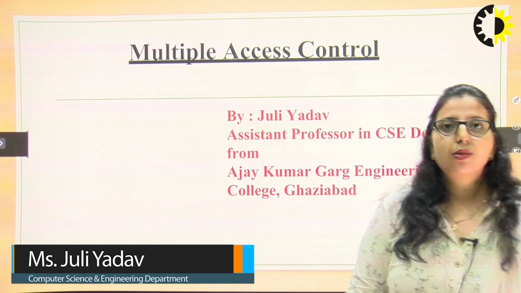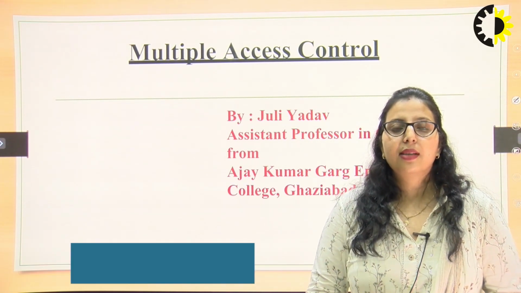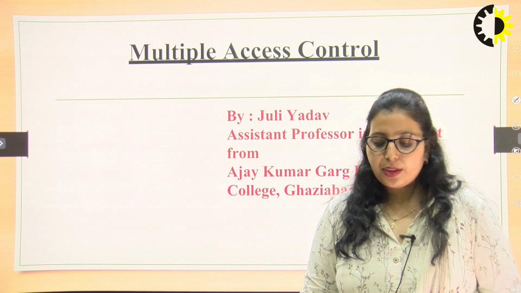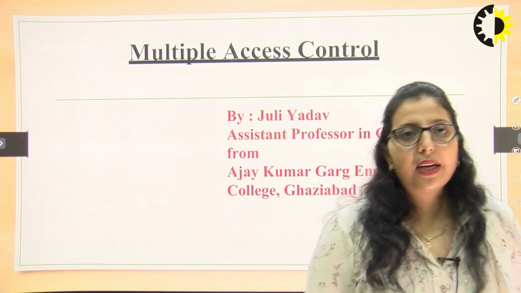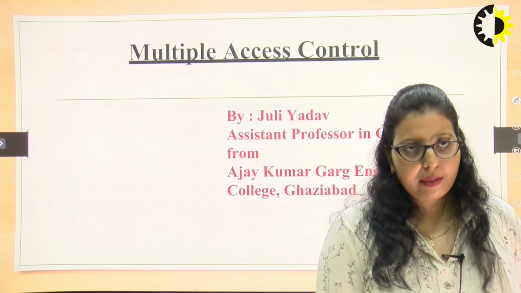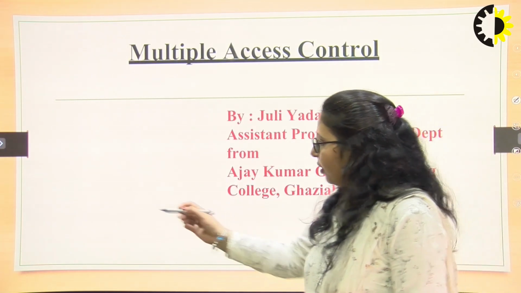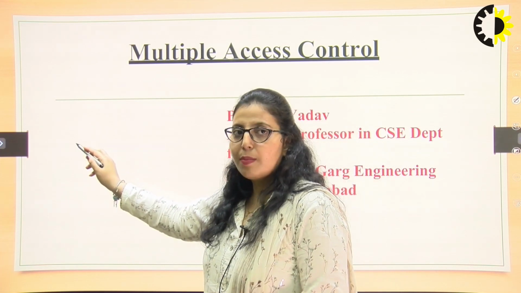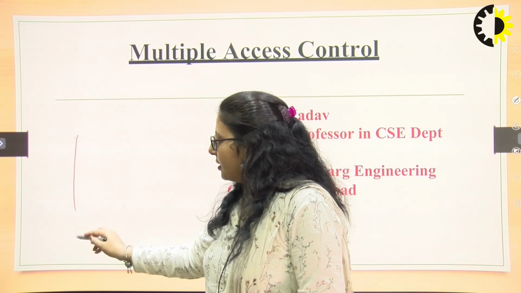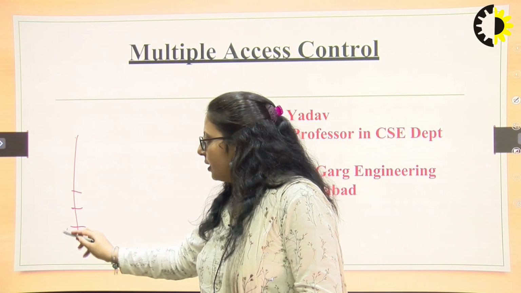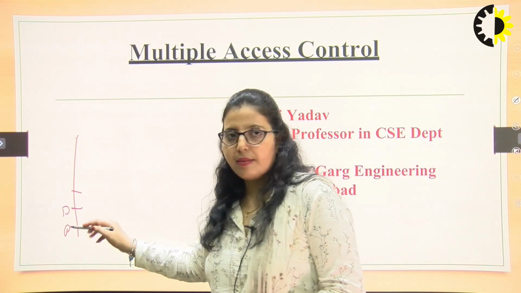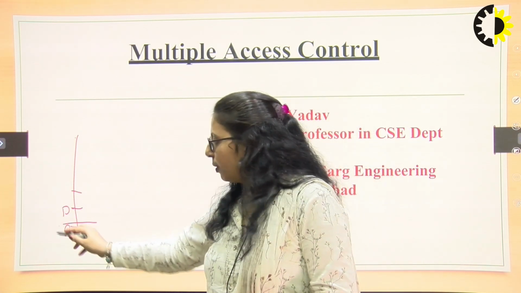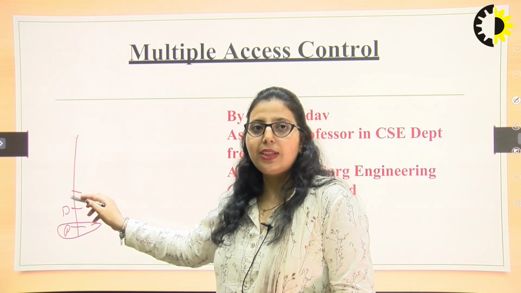So, my today's topic is multiple access control. Basically, while we are transmitting the data from one source to another, as we know, the OSI model has 7 layers, including the physical layer and the data link layer. Earlier, we studied the physical layer. Now we are moving towards the data link layer.